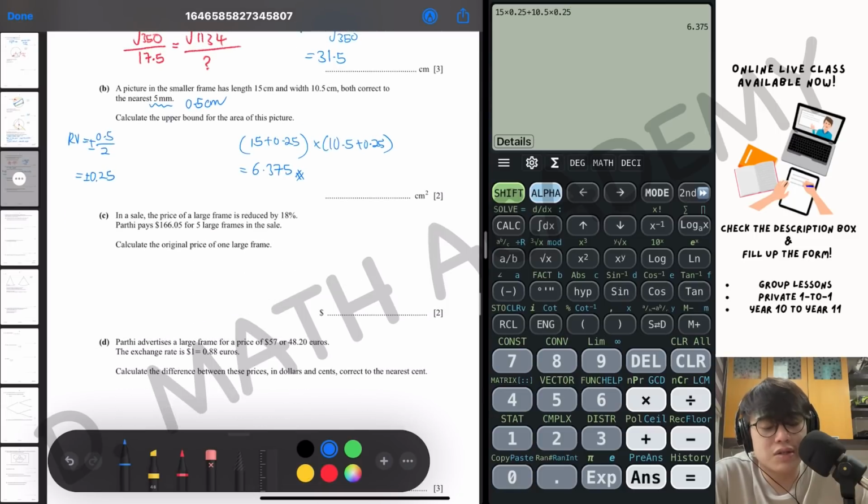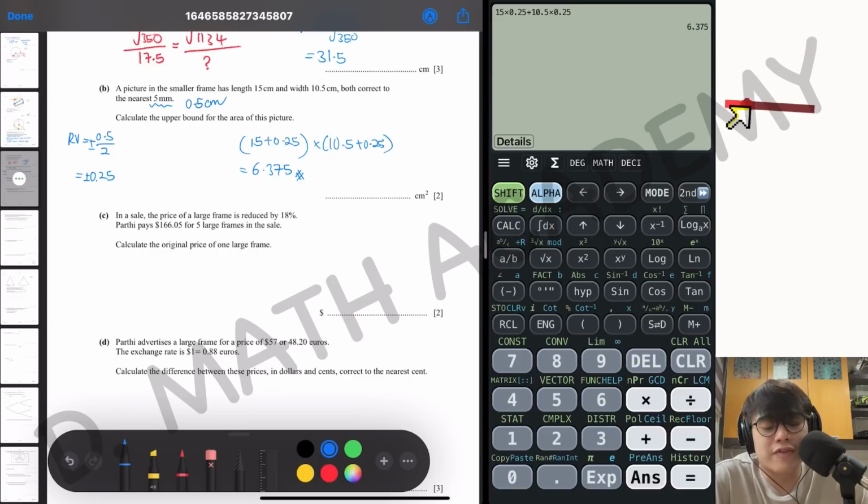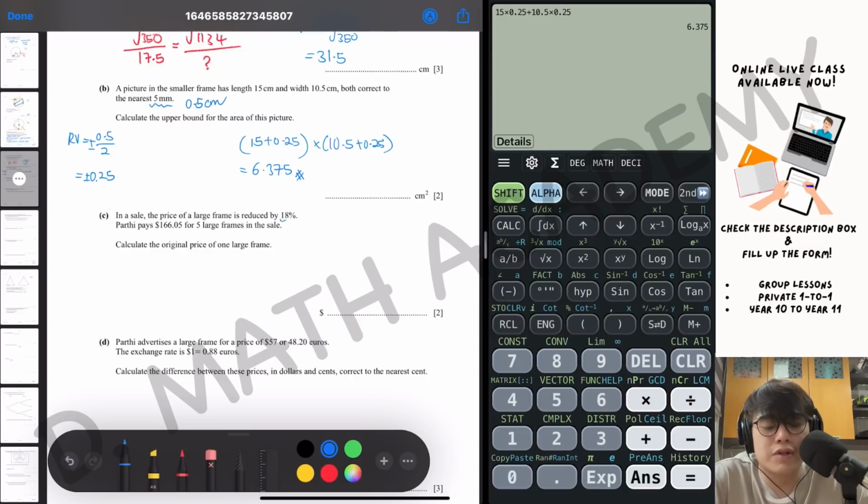In the sales, the price of a large frame is reduced by 18%. So Party only pays 116.05 for 5 large frames. Find the original price of 1 large frame. So per piece, it was reduced by 18%.